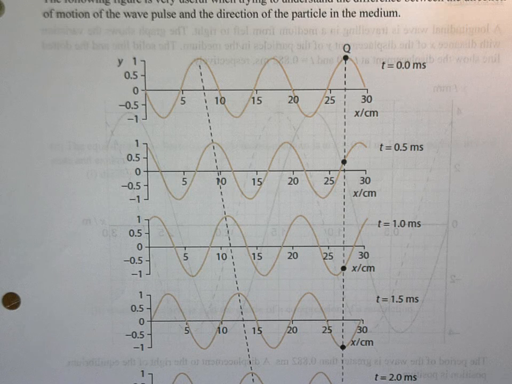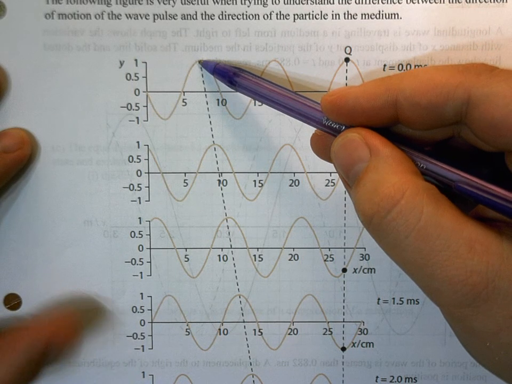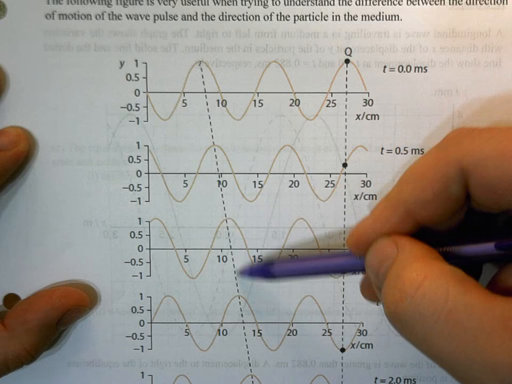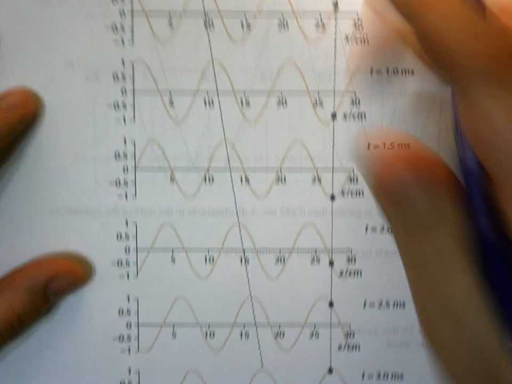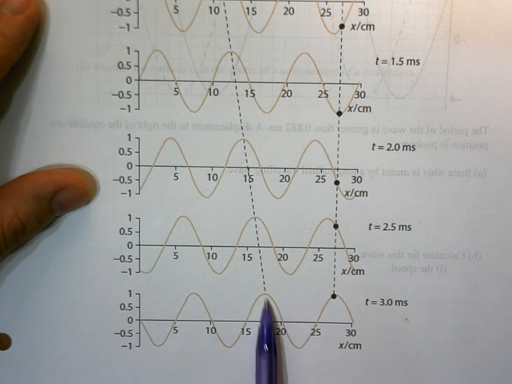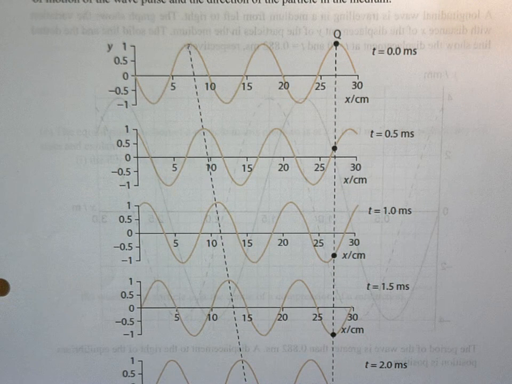To show you the idea of what a wave pulse is, or the traveling, or the speed of the wave, we're fixing our attention on a point on a crest, or a point on the wave, and following that as a function of time. As we follow that crest, you can clearly see that it is moving. That is meant to show us the energy in the wave, that transfer of energy, or that wave pulse moving through this medium.